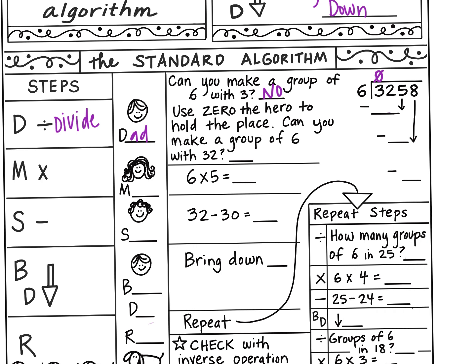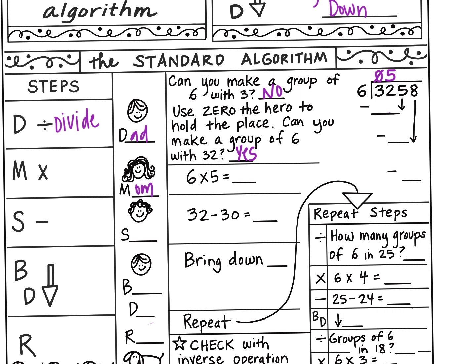Now I'm going to look at the next 2 digits together. Can I make a group of 6 with 32? Yes, I can. How many? 5. So I put a 5 up there. And this is where mom comes in.